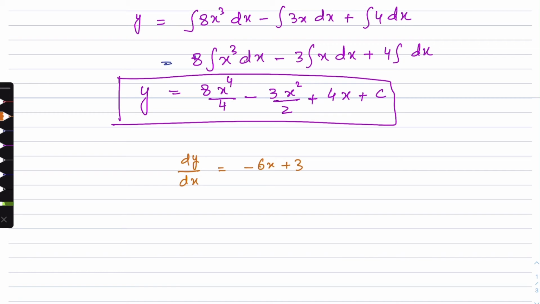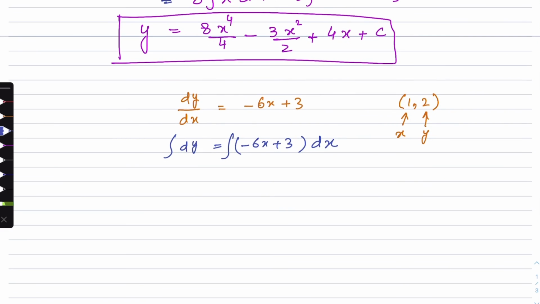And he gave us that the point (1, 2) lies on the curve. It means this is the coordinate of x and this is the coordinate of y. So first we write dy, here we write minus 6x plus 3 and the integral sign dx. Now integration on both sides.